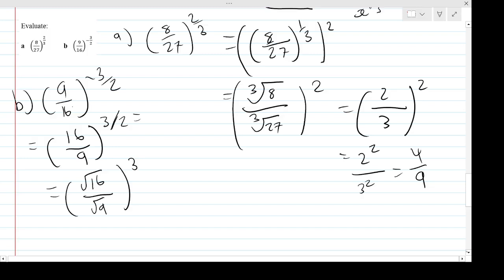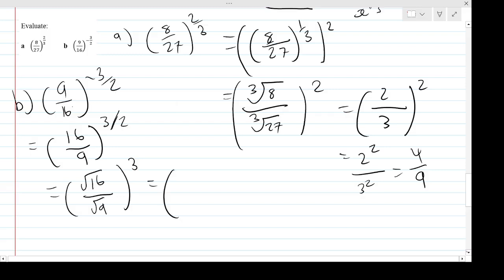Because remember this, this is saying 3 over 2 is the same as 3 times a half, okay? So a half is the fractional part, and 3 is obviously the power that we're cubing, right? So we can do the fractional part for a half, which is why we're rooting here at the top and the bottom, and then we can cube it after to get 3 over 2. Okay, well, again, we can evaluate what's in the bracket.